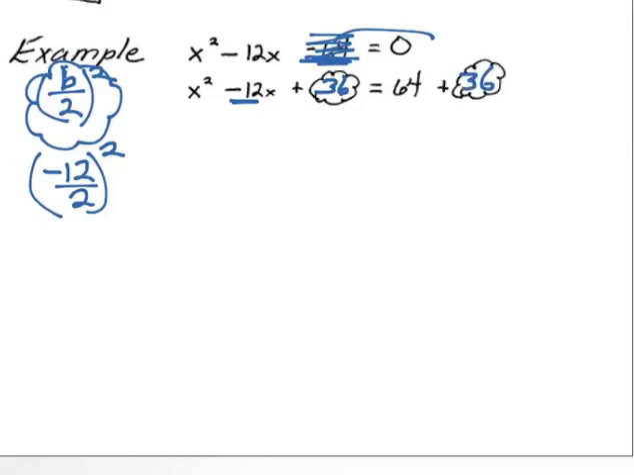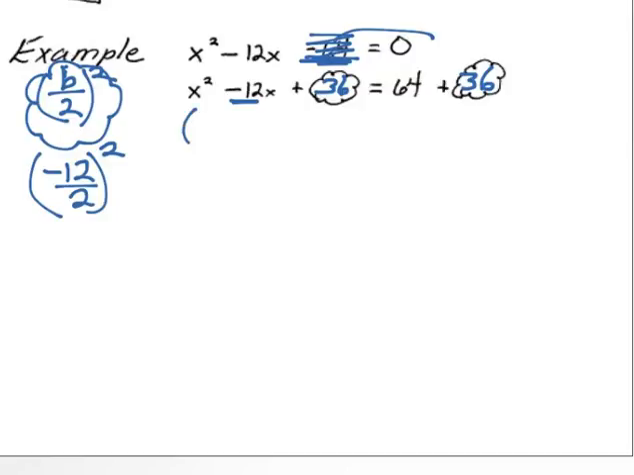Now your middle school teacher told you that whenever you just decided to add something to one side, you have to add it to the other. You have to keep it balanced. You can't just add whatever number you want. You have to add to both sides.